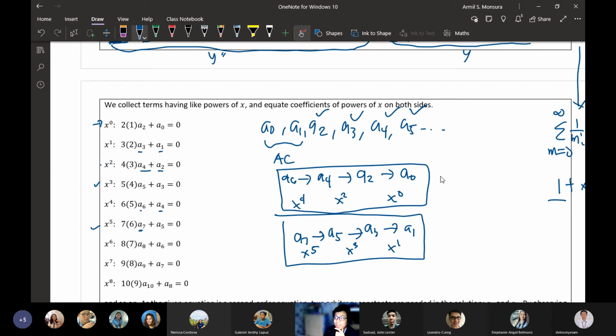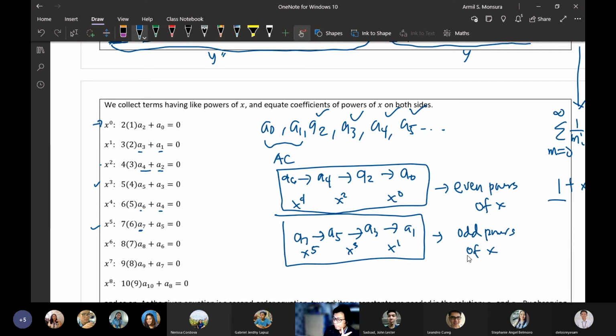Pero ano yung mapapansin nyo doon sa hatian nila? Kasi nahati sila sa dalawang grupo eh. Ano yung mapapansin nyo sa hatian nila? These coefficients are divided in terms of what? Odd even exponents po. Yon. They are expressed in terms of even powers of x. Ito, naka-express in terms of odd powers of x.